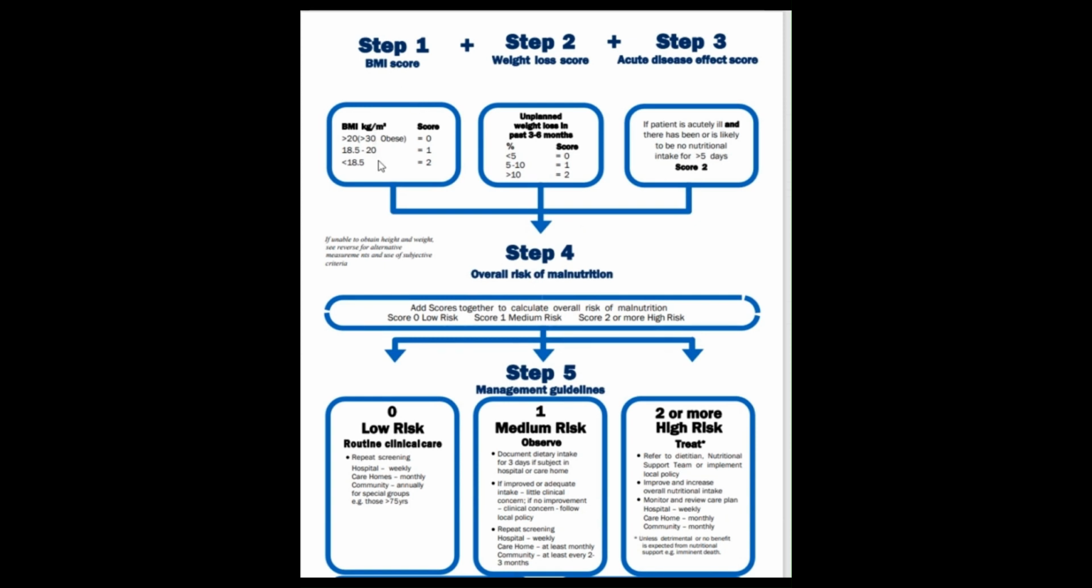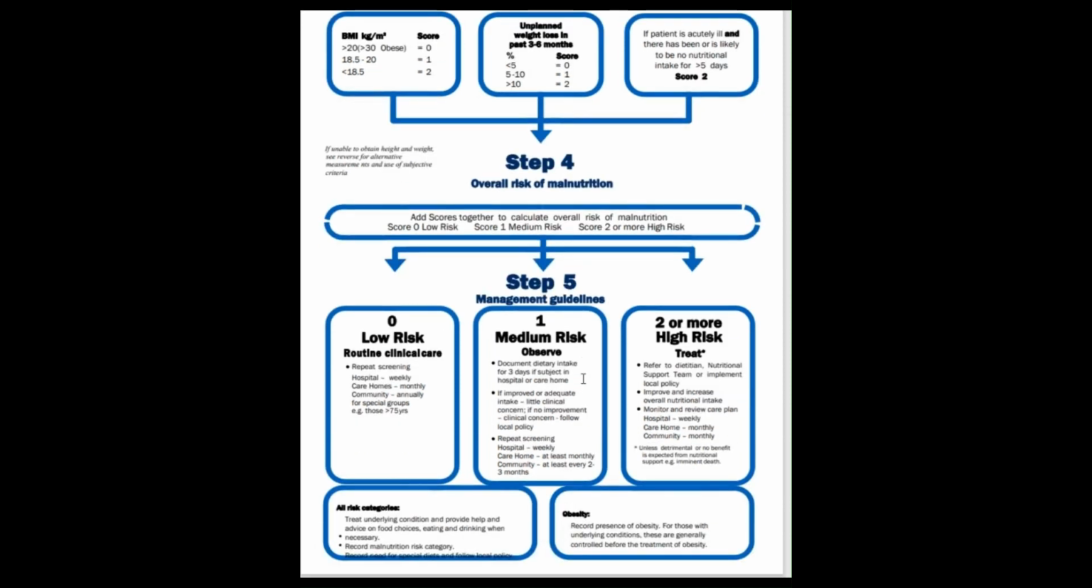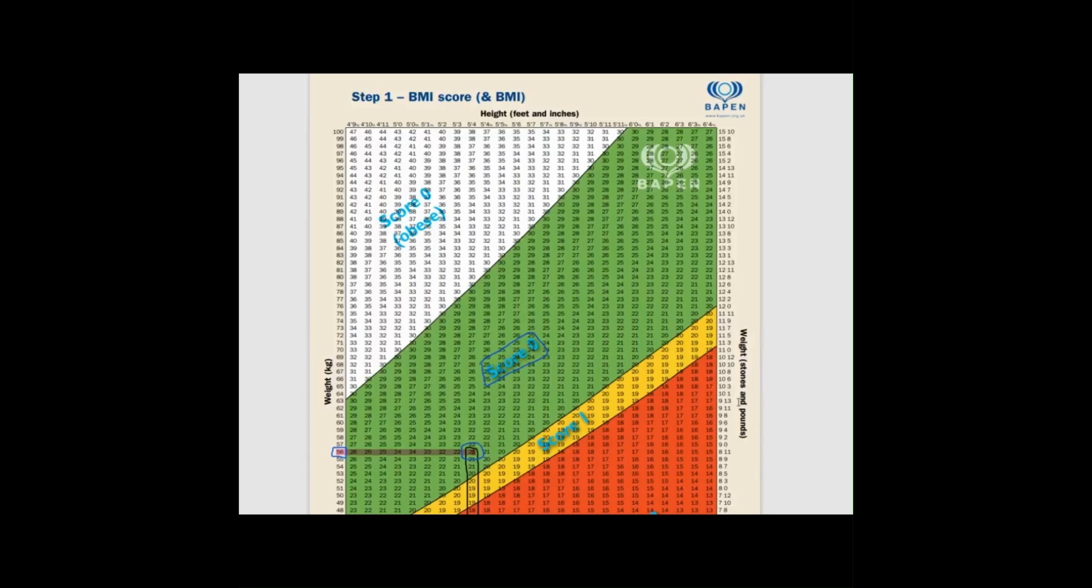First step is to calculate the BMI score. Then second step is to calculate the weight loss score, and third step is to calculate the acute disease effect score. In step 4, you will add all the scores together and calculate the total MUST score. In step 5, you will identify the risk category. You need to verbalize the total score and the risk category, low, medium, high, in step 5 and verbalize the care plan to prevent malnutrition. First, we will see how to calculate the MUST score through step-by-step guidance.